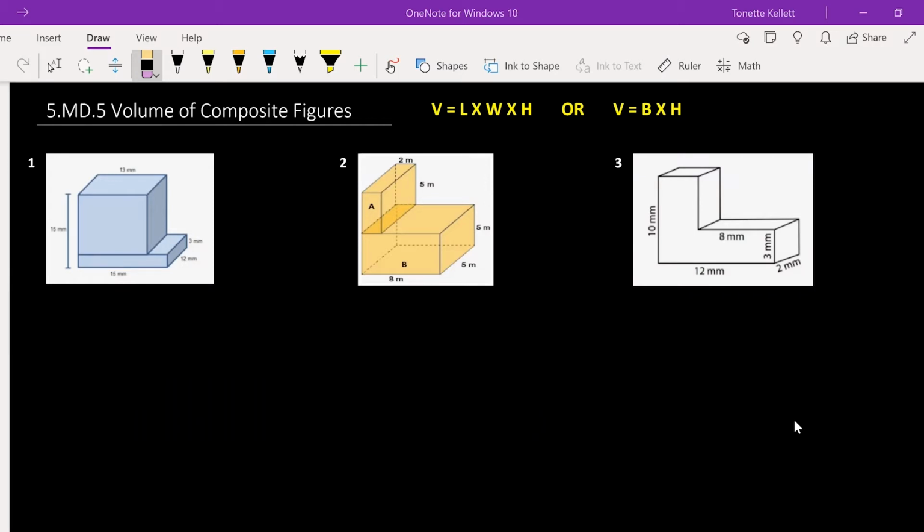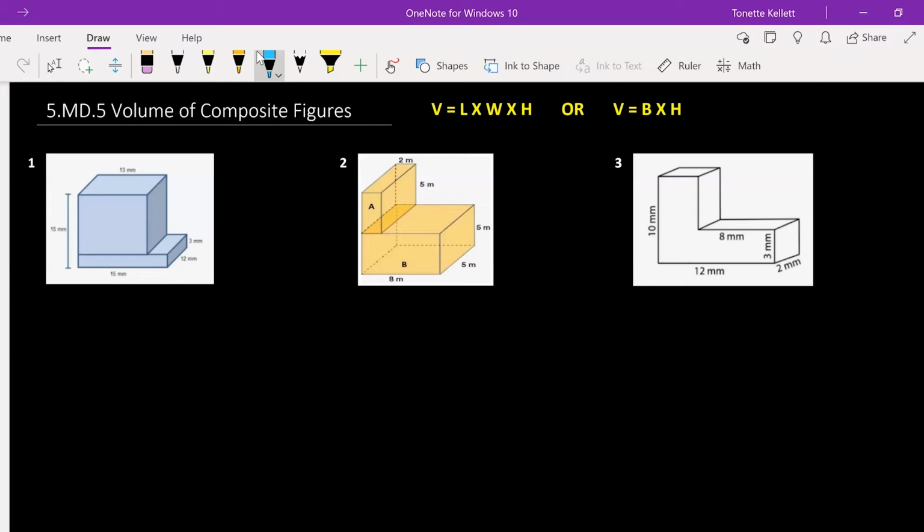Today we're doing 5.MD.5, volume of composite figures. We are already familiar with volume equals length times width times height, which is the formula we're going to use in this video. We also have volume equals base times height.